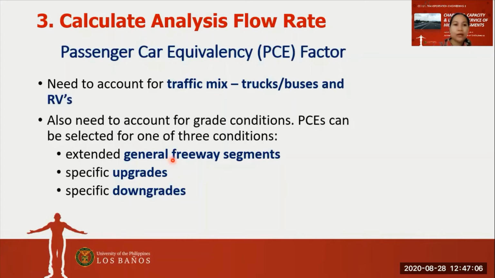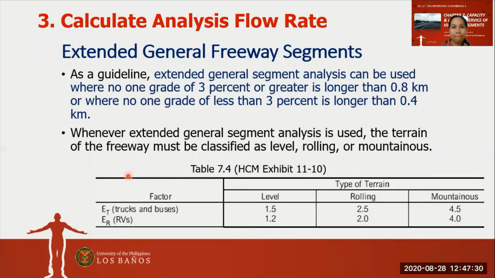In this chapter, we are covering only the level freeways. So we may not cover the freeways with upgrades and downgrades, but we will mention the tables that are used in determining the adjustment factors when you have specifics like this. For the extended general freeway segments, as a guideline, we usually classify the terrain of the freeway as level, rolling, or mountainous terrain.